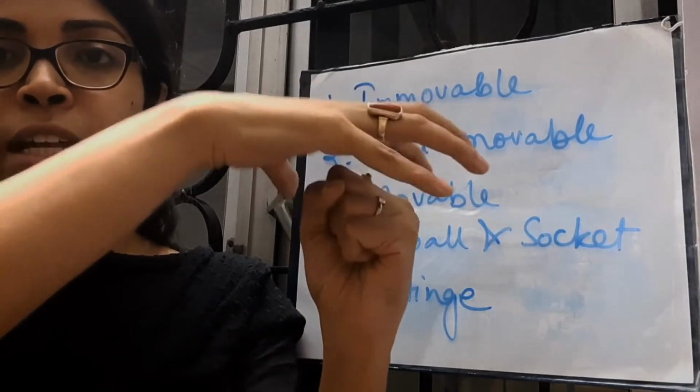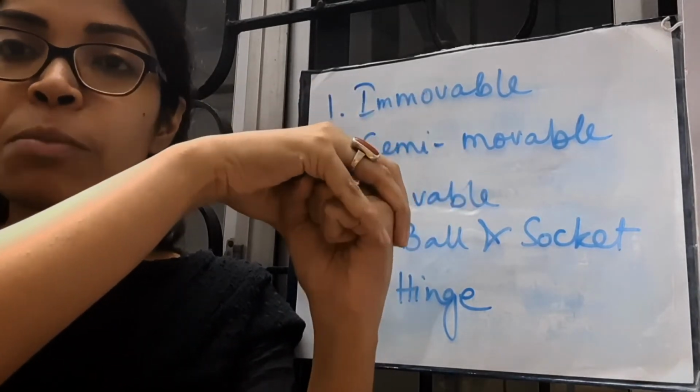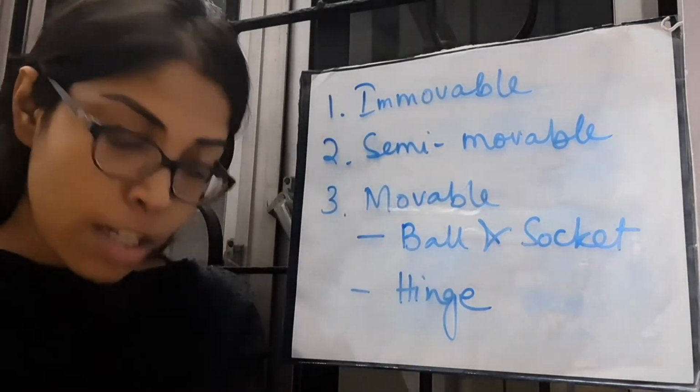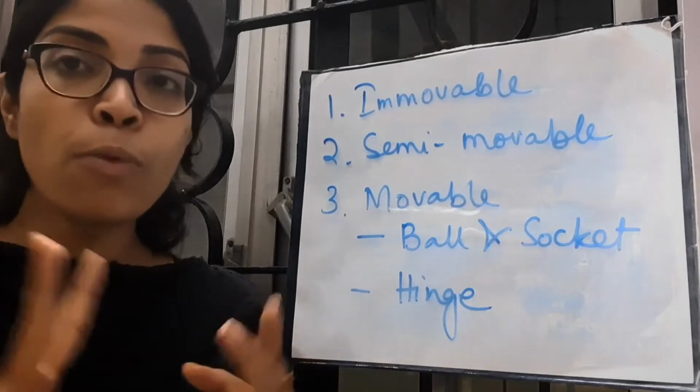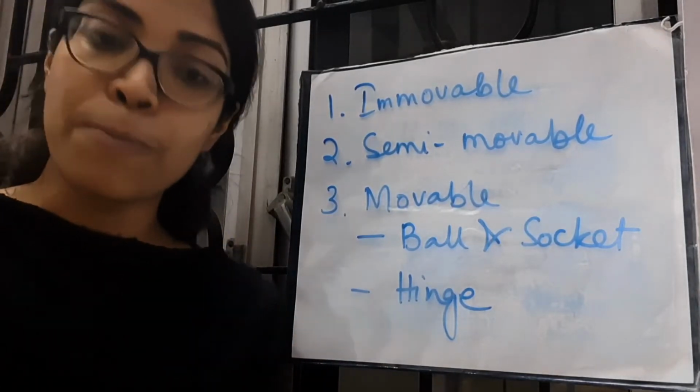This forms the ball and this forms the socket, and they can move freely in any direction. We can move our hand in any direction, right? So this is the ball and socket joint. There are two ball and socket joints in our body. One is the shoulder joint and another one is the hip joint.